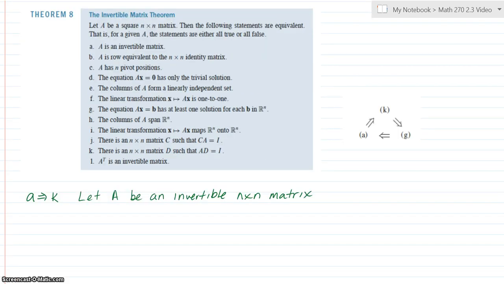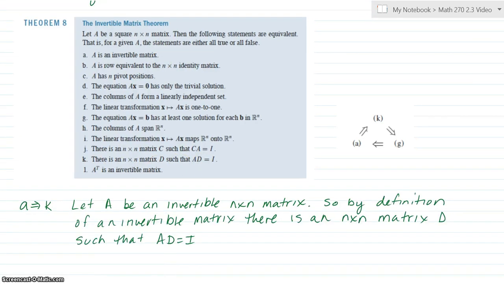So let's let A be an invertible n by n matrix. And we know K just by the definition. We know by definition of an invertible matrix that there is an n by n matrix D, we can call it, such that AD equals I, since we've already used the C. So we just know A implies K is by definition. So now let's go for K implies G.